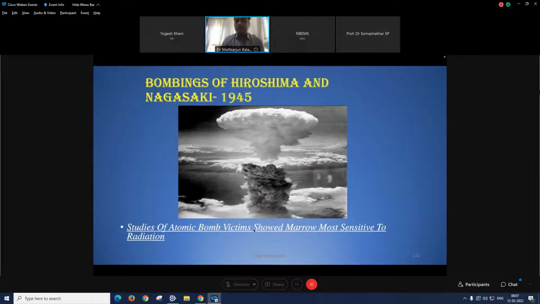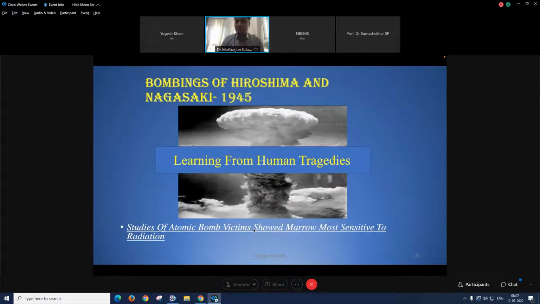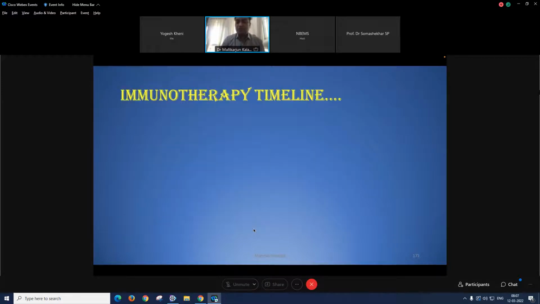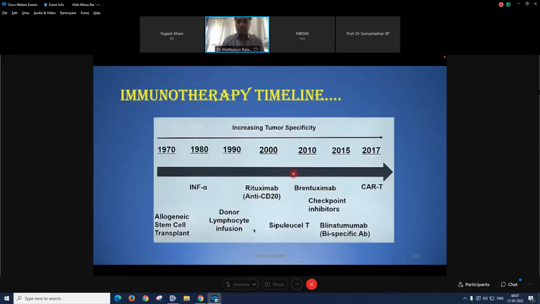Sometimes all of us have learned lessons from great tragedies, and bone marrow transplantation came to advent after the realization that all of us are extremely radiosensitive, and that marrow can be ablated with radiation. If you look at the immunotherapy modalities, one of the first immunotherapies indeed is allogenic bone marrow transplantation, wherein you try and use the donor immune system to destroy the bad cells in the recipient. And from all the way there, we have had various monoclonal antibodies, immunoconjugates, checkpoint inhibitors.